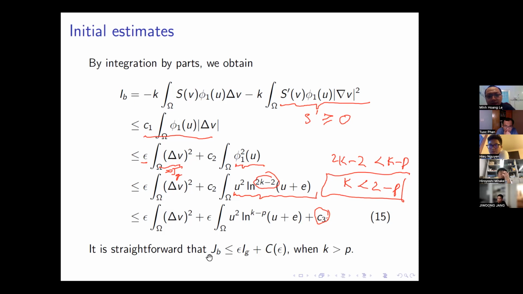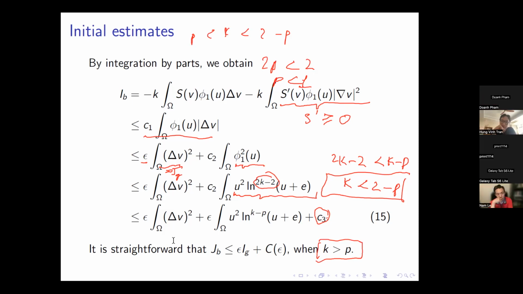But for the second term, the JB, the bad term, because it's quite straightforward, I just write out the result. Okay. But from the second equation, we see k bigger than p. So all in all, we have k bigger than p and less than 2 minus p. So from that one, we have 2p less than 2 and p less than 1. So as you can see from the non-degenerate case, we require p is greater than 1 to have the estimates.